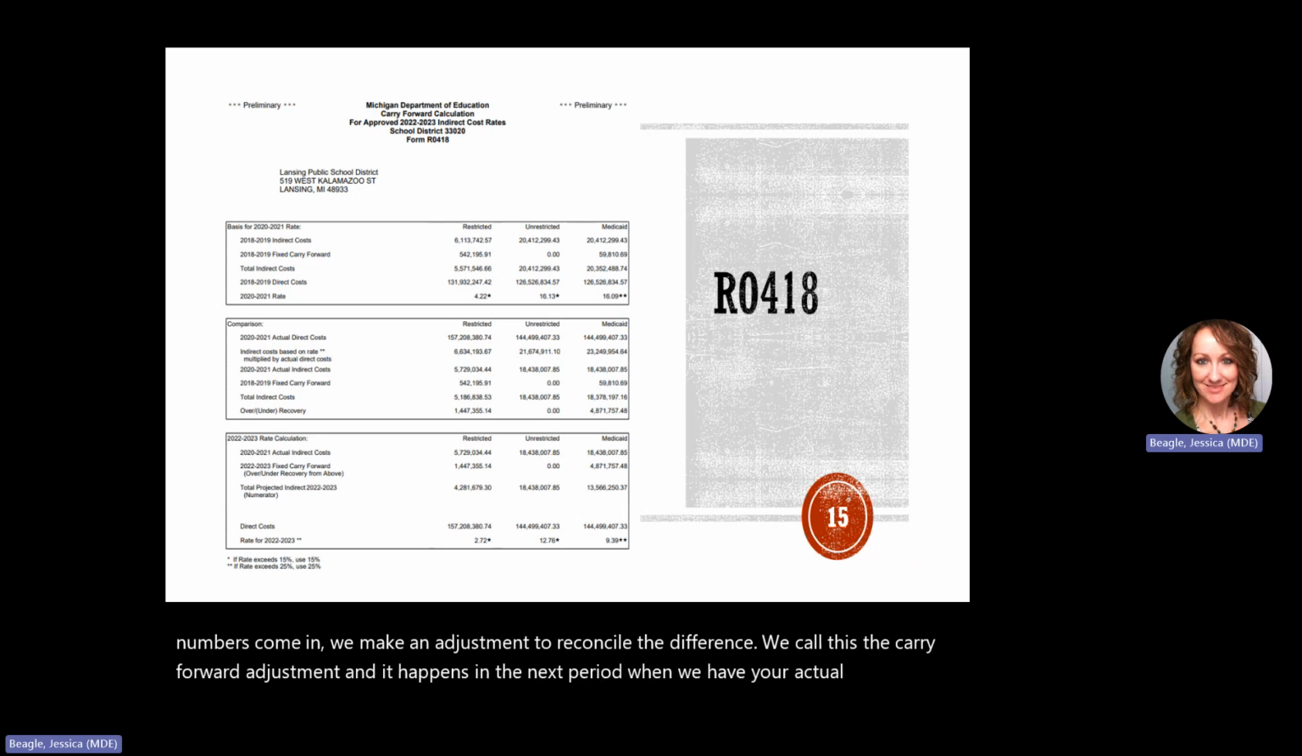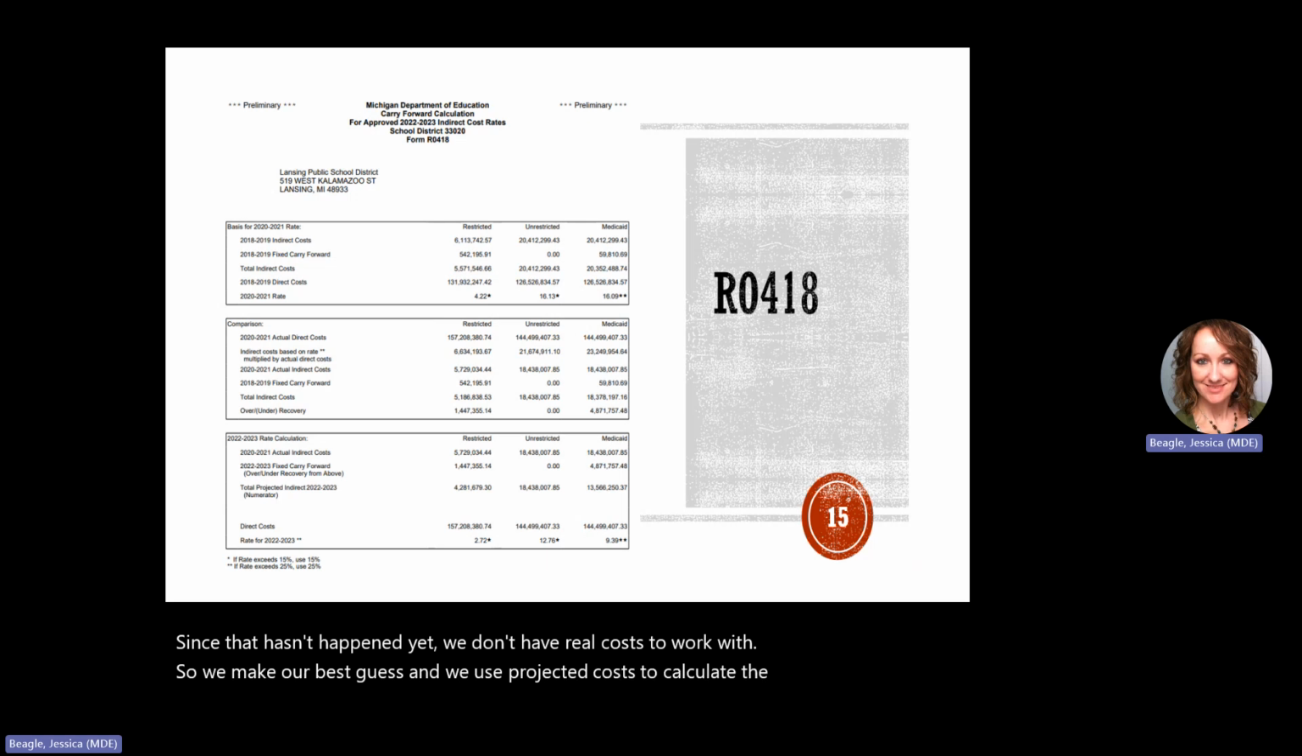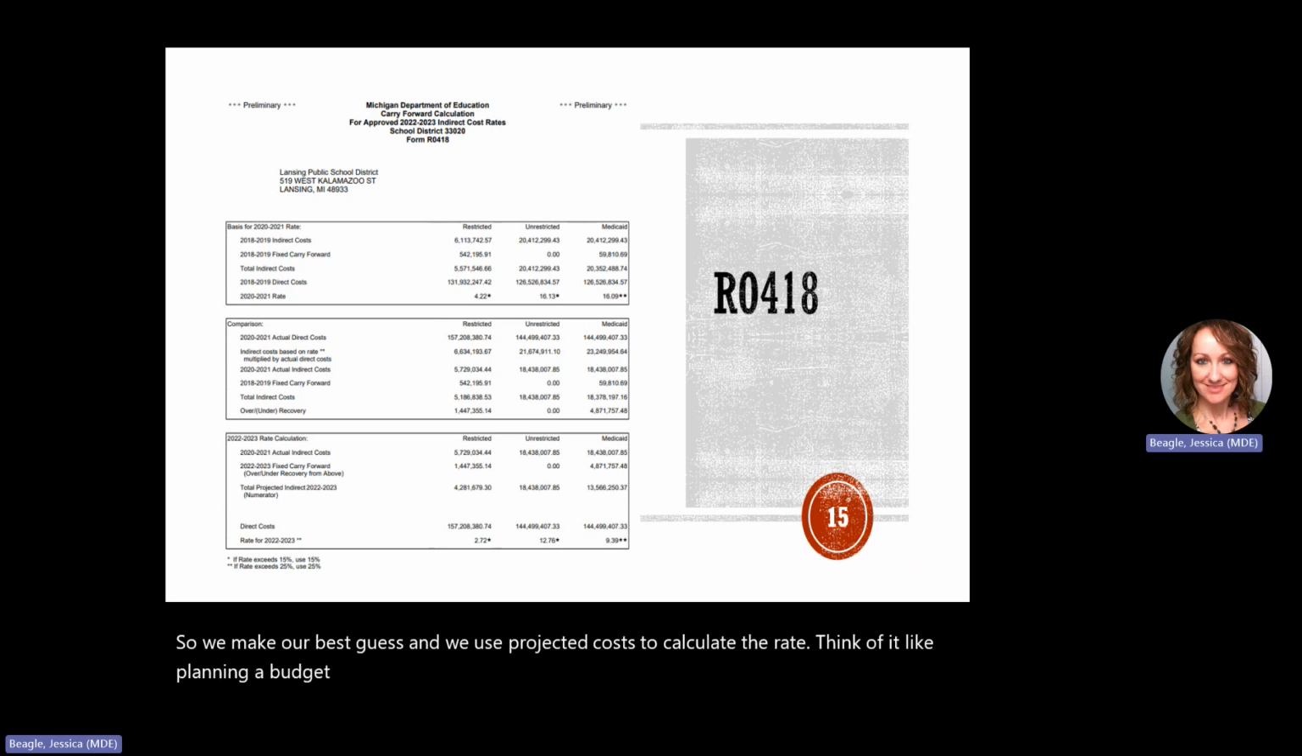So let's look at the example. Say we're figuring the rate for the 24-25 school year. Since that hasn't happened yet, we don't have real costs to work with. So we make our best guess and we use projected costs to calculate the rate. Think of it like planning a budget for next month based on what you spent last month and then adjusting once you see what you actually spent.